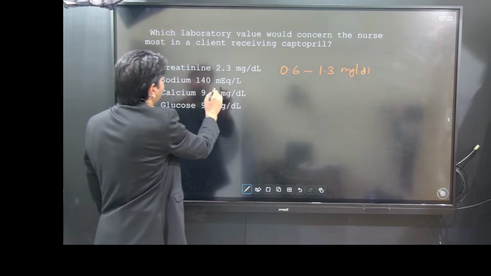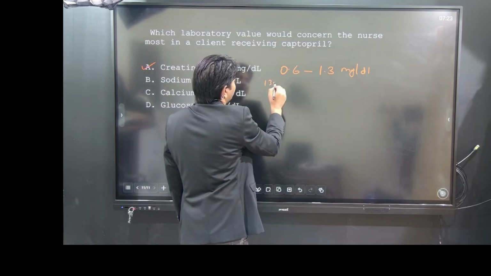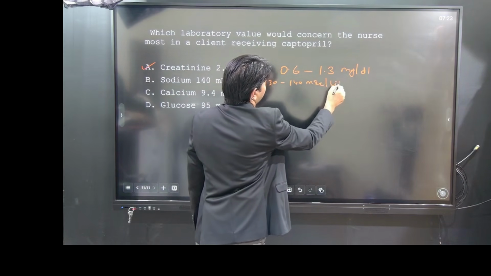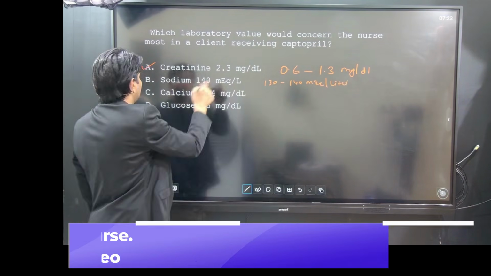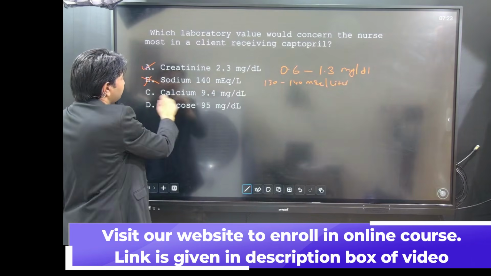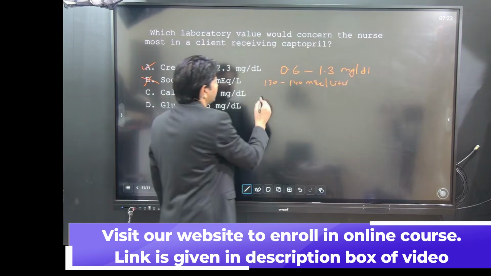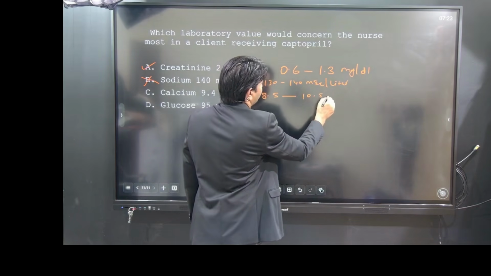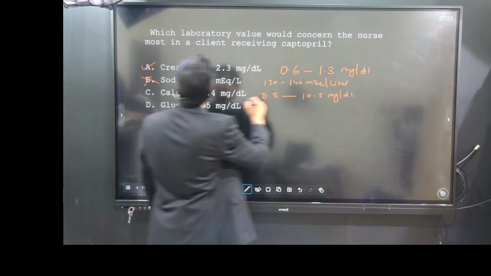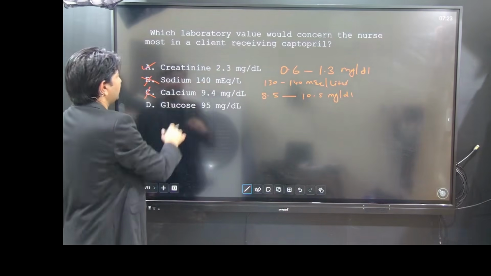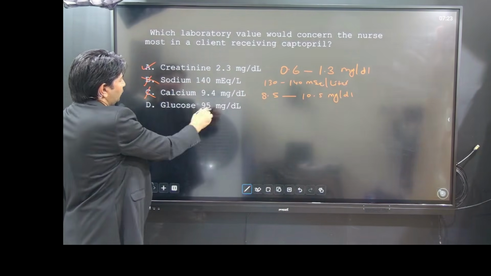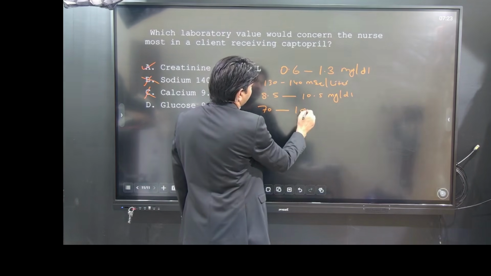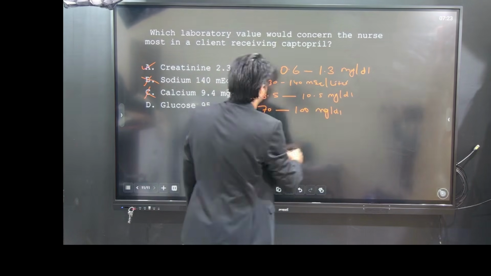Sodium, 140 milliequivalents per liter. The normal sodium level is 130 to 140 milliequivalents per liter. This means it's within the normal range, so this is an incorrect answer. Calcium, 9.4 milligrams per deciliter. The normal calcium level is 8.5 to 10.5 milligrams per deciliter. So this is in the normal range. Glucose, 95 milligrams per deciliter. The normal glucose level is 70 to 100 milligrams per deciliter, so this is also normal.